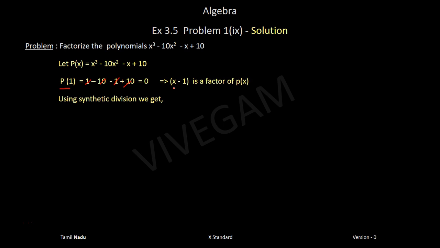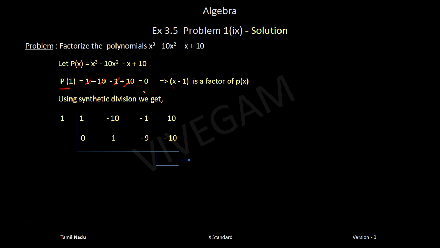Now let's go for the synthetic division. In the synthetic division, first you have to make sure whether it is all in the right order. Is there any term missing? You have cube, square, x and constant. So no terms are missing and it is in descending order, so we can write it as it is. Write down all the coefficients: the coefficient of x cubed is 1, of x squared is minus 10, of x is minus 1, and a constant.